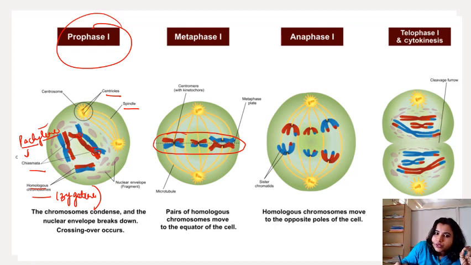So after prophase, what will happen? At metaphase, the chromosome gets aligned at the center, right? This is in case of metaphase, chromosome gets aligned at the center, which we call equatorial plate. Now in anaphase 1, what will happen? The spindle fiber will start pulling the chromatids into the two opposite poles. One will be going to this side, another will be going to this side. So homologous chromosomes move to the opposite poles of the cell.